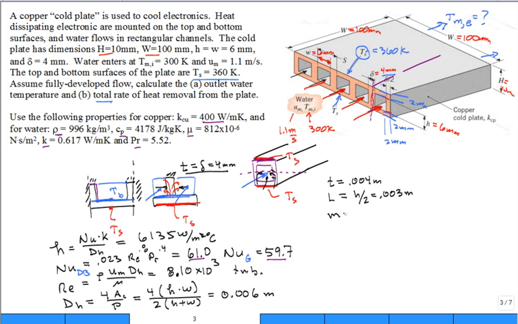The fin parameter m is the square root of 2h divided by kt. That's for a rectangular fin of thickness t, and we're basically neglecting the edges, which are really way over here. It's like this edge and that edge. Okay, but it's basically the length which cancels in the ratio. But it's 2h divided by kt, the square root of that. When we calculate it for this fin, the fin parameter comes in at 88.5 inverse meter.